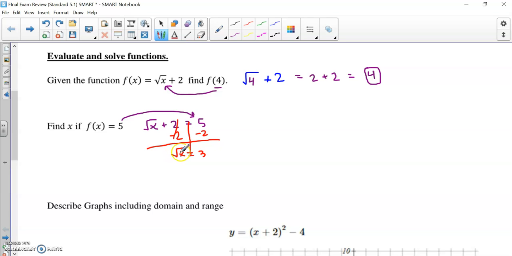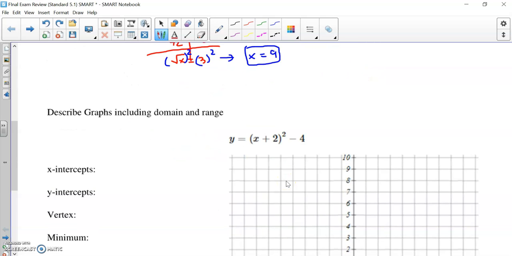So in order to do that, we have to do the opposite of square rooting, which is to square both sides. So when you square a square root, you just end up with what's inside, which is x, and then on the other side, 3 squared is 9. And that is it. So basically, you just set your original equation equal to the number they tell you, and then just get x by itself.